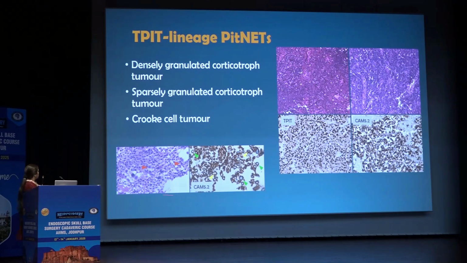The images are here. In Crooke cell tumor, we get a pathological structure known as fibrous bodies, and these fibrous bodies are pale eosinophilic inclusions, and in more than 60 to 70% cells, we need to have these fibrous bodies, and the keratin expression is in the form of concentric laminations as seen here.